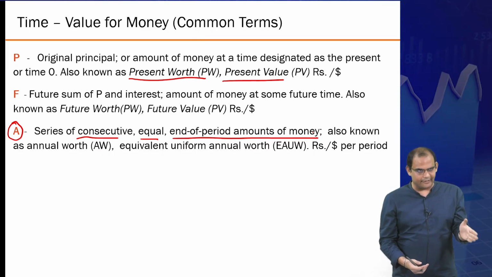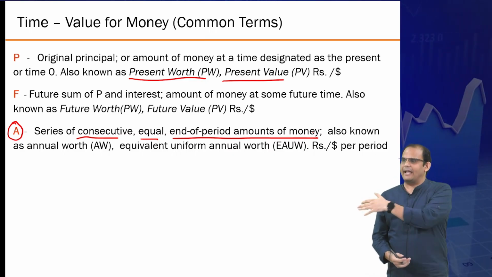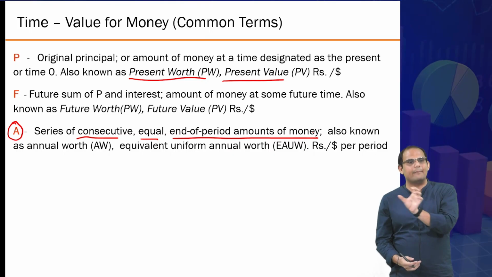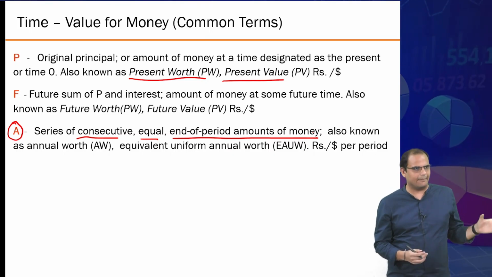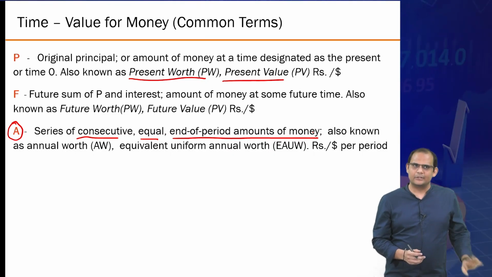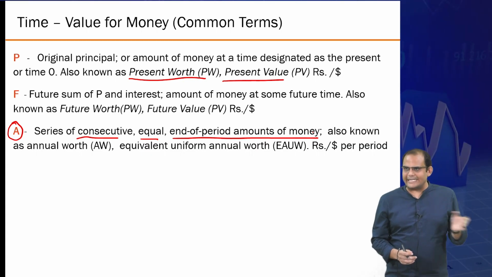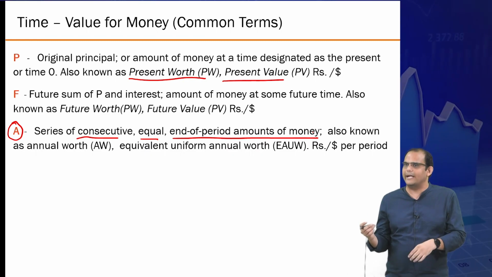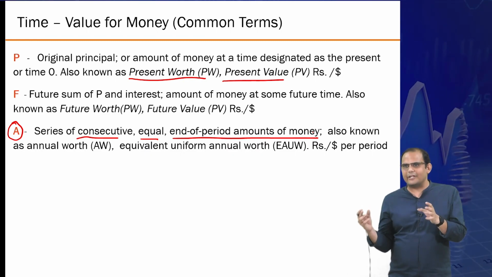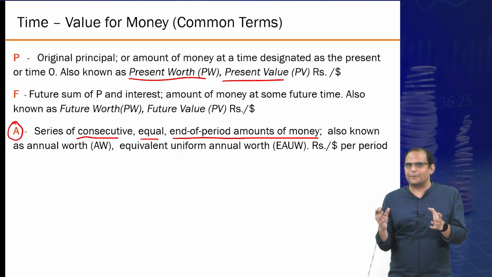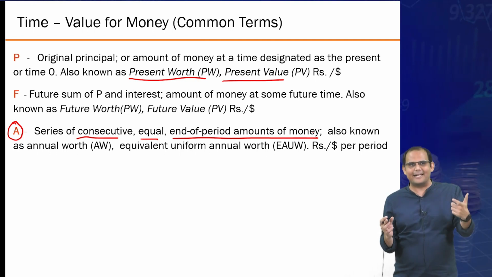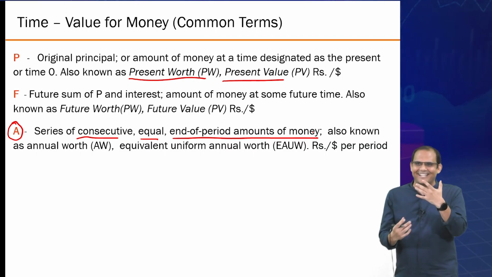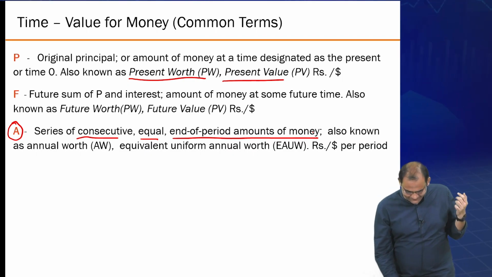So consecutive, equal, end of period, I will come to later. But essentially an equal amount paid at an equal time interval is denoted by the amount A, capital A. Easiest way to understand is how you return your loans. Typically you return your loans by, in Hindi we call that term kisht. I don't know, in English the term installment is there, but installment does not have the same feeling as kisht, so that is the term that I want to use, right?